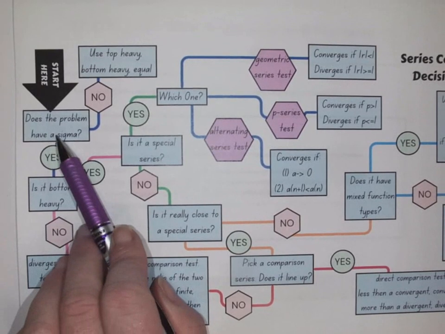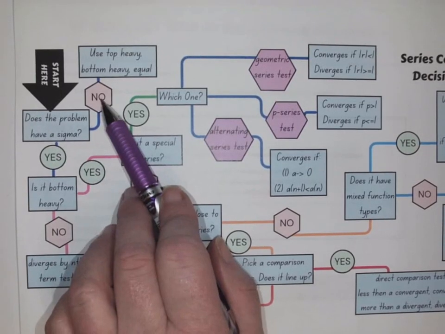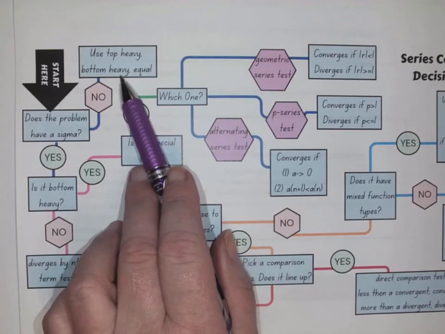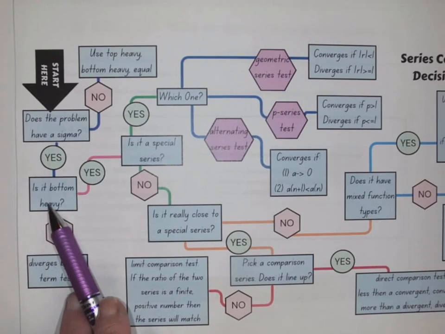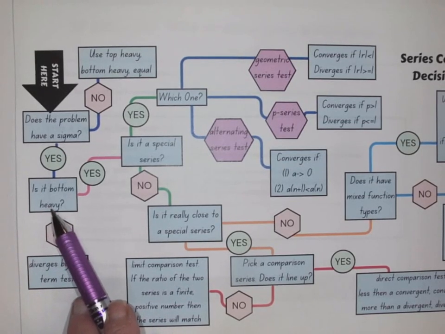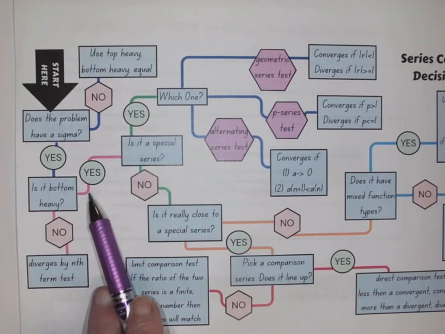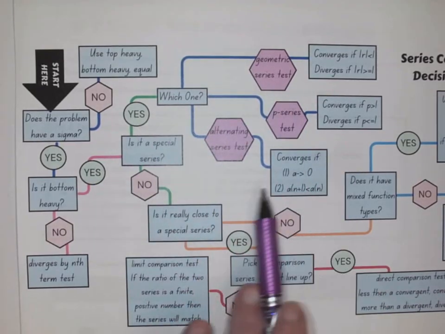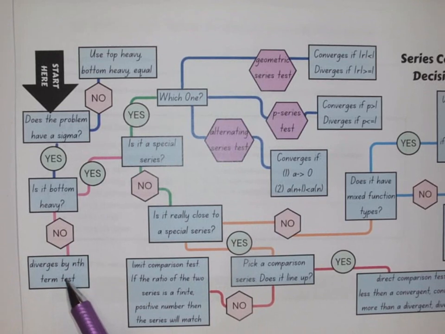So it says start here, and so it says, does the problem have a sigma? If it doesn't have a sigma, then it's a sequence, and so we're going to use top heavy, bottom heavy, equal to decide if it converges. If it does have a sigma, then the very first question you ask yourself is, is it bottom heavy? If it is bottom heavy, then we've got a whole bunch of other things to explore. If it's not bottom heavy, then it's going to diverge by the nth term test.